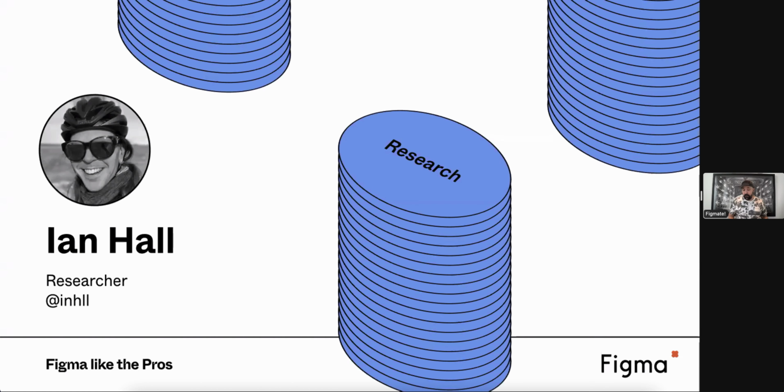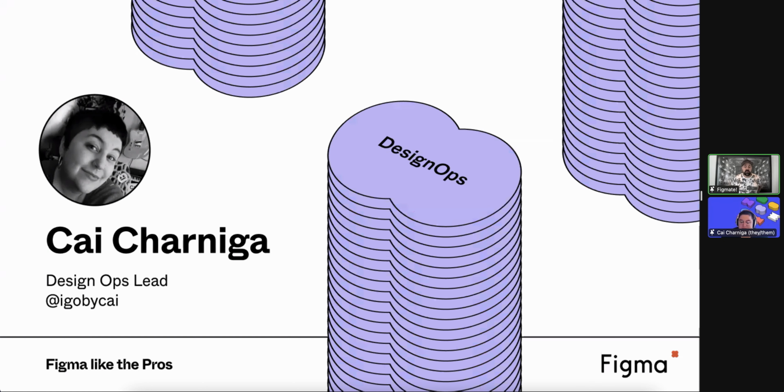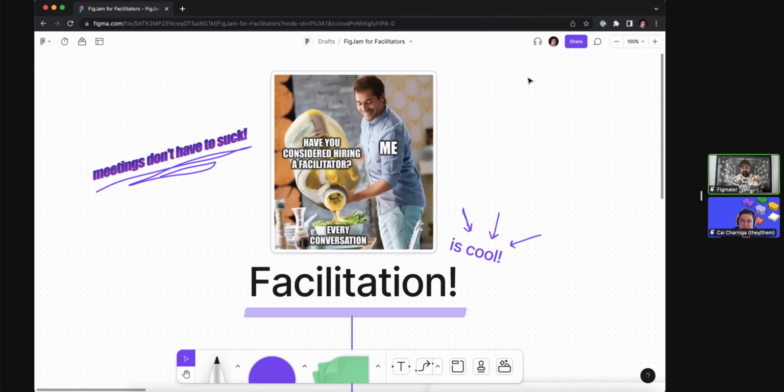Our next speaker up is Kai Sharniga, who's our design ops lead. Now, Kai is a licensed tattoo artist. I want one, please give me one. Sometimes tattooing from their home studio in Brooklyn when they're not jamming in FigJam.